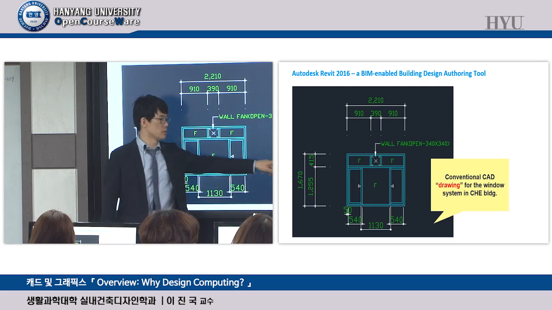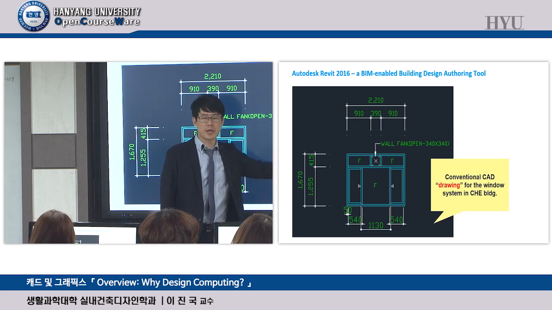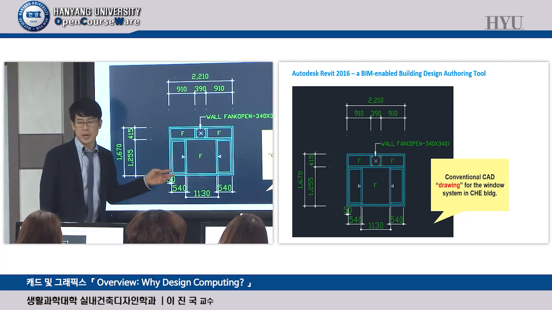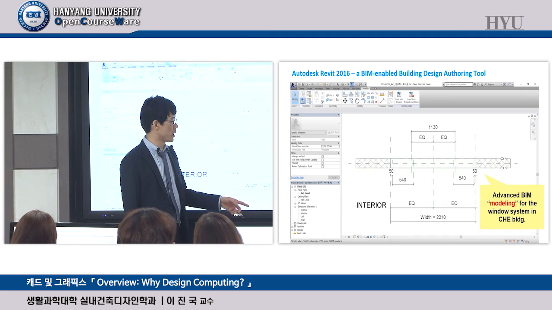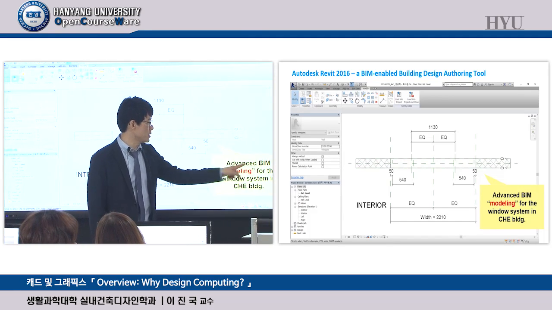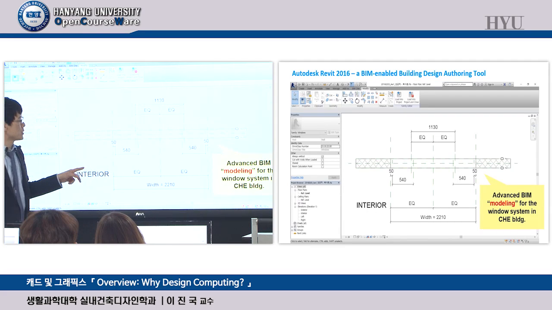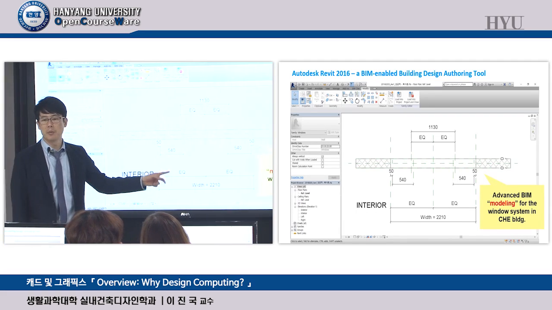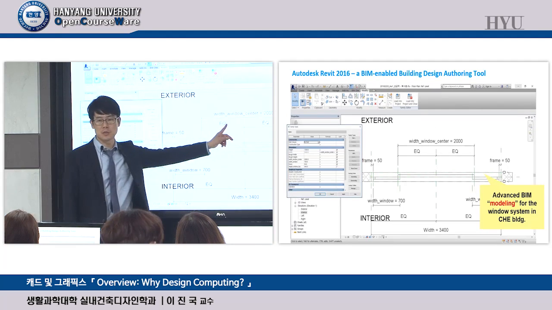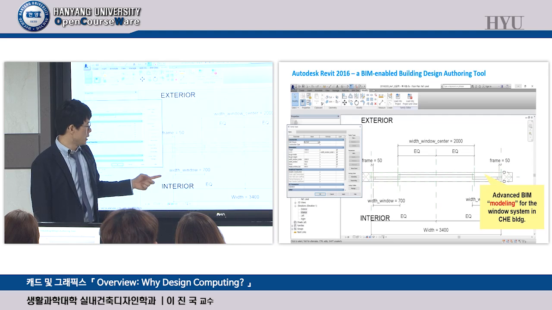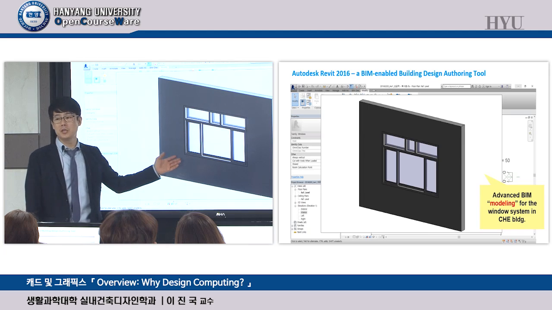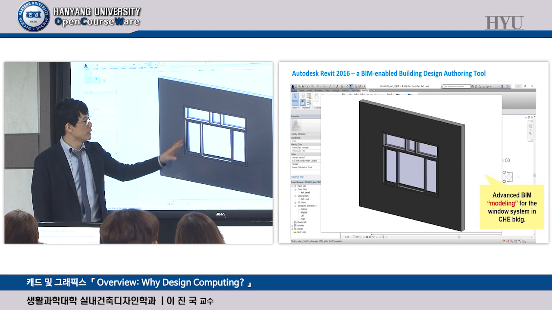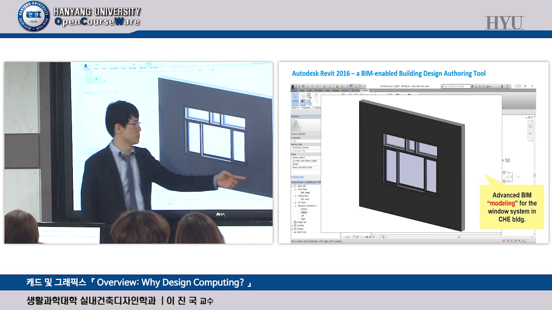So this is a conventional CAD drawing, okay? Based upon this CAD drawing, in an advanced BIM tool, we are not going to draw. Instead, we model, okay? Modeling. Advanced BIM modeling for the windows system. So, take a look. Numbers, parameters, and equations, and its names, properties, relations in 2D and 3D. At the end, a 3D geometric shape is modeled. This one has information about this windows system, okay?